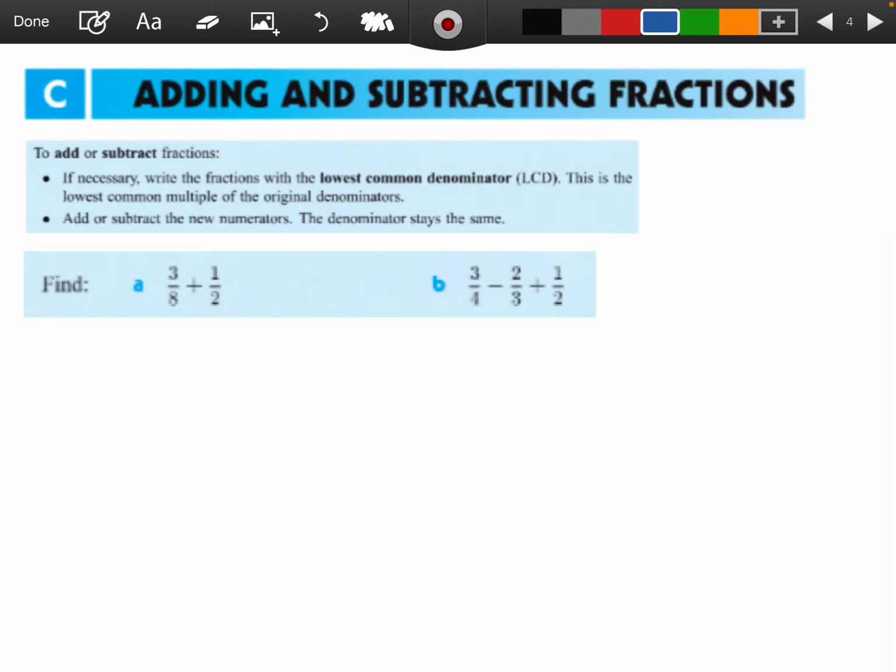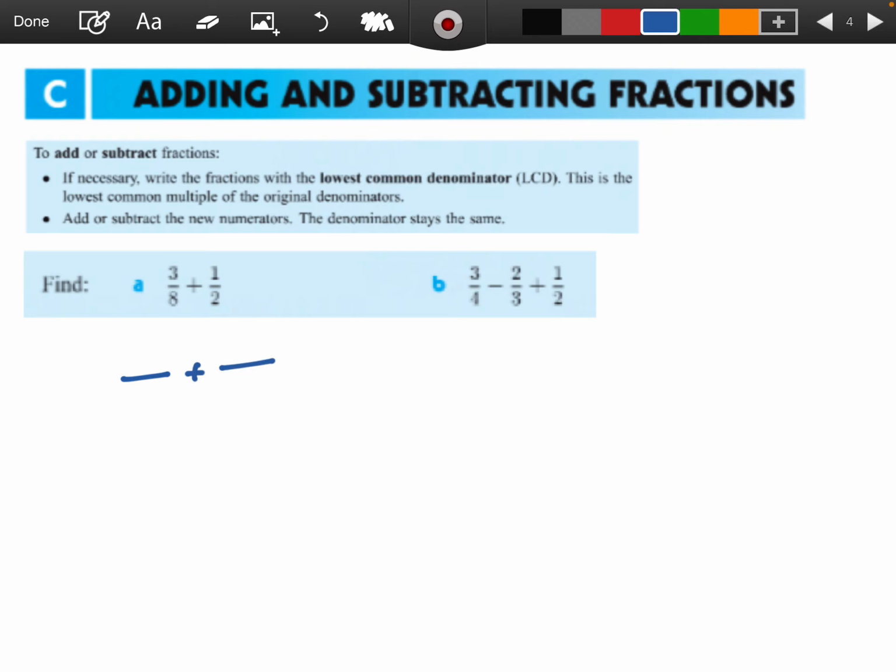Once you have a common denominator established, that denominator is the same in your answer, and your numerator is just adding or subtracting the numerators from the original question. So if we look at this first example, 3/8 plus 1/2. Obviously 8 and 2 are not the same, so I'm going to need a common denominator. I'm looking for preferably the lowest common multiple. The lowest common multiple will be the lowest common denominator. Again, you don't necessarily have to get the lowest common multiple. It just makes it a little bit easier if you do.